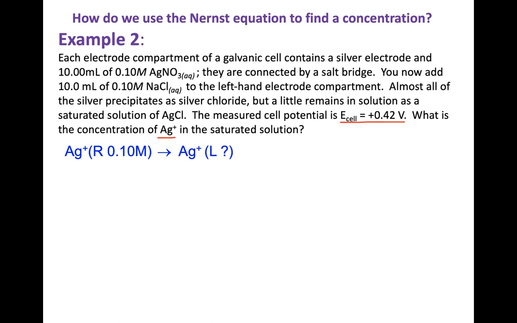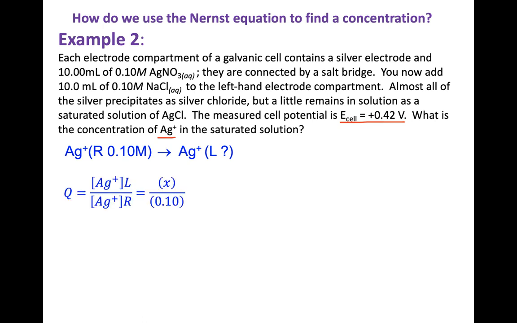So overall, we could write the overall reaction. So silver is going to be oxidized on the anode and reduced on the cathode. So our concentration on the right has not changed, right? We left that part alone. So there's 0.1 molar concentration on the right. And in the left, we precipitated most of that silver. So we know it's much lower than 0.1, but we want to figure out what that concentration is.